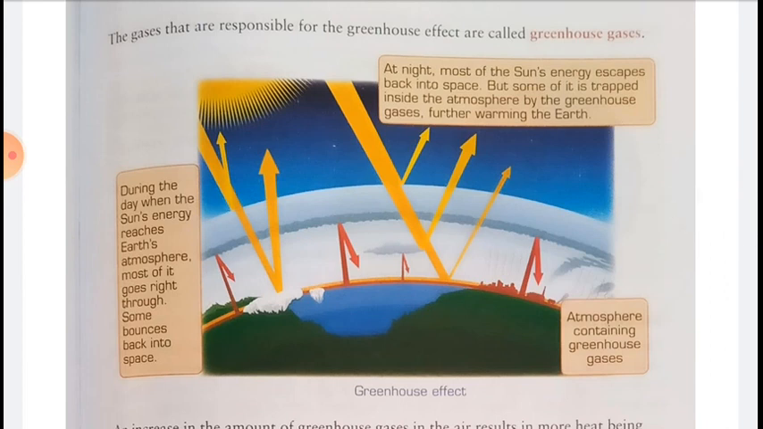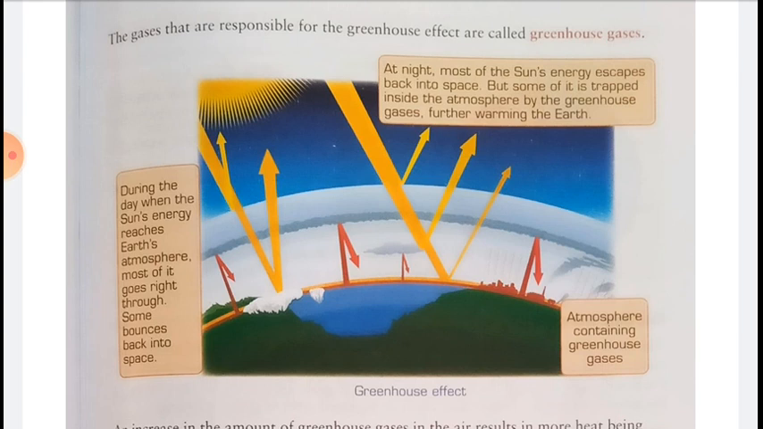The gases that are responsible for the greenhouse effect are called greenhouse gases. Here in the diagram you can see that during the day when the sun's energy reaches the earth's atmosphere, most of it goes right through, and some bounces back into space. In the diagram you can clearly see it. And the atmosphere contains greenhouse gases also, and these greenhouse gases keep the earth warm.